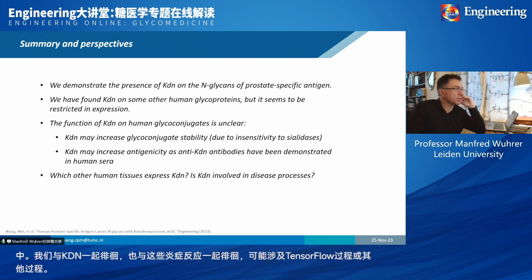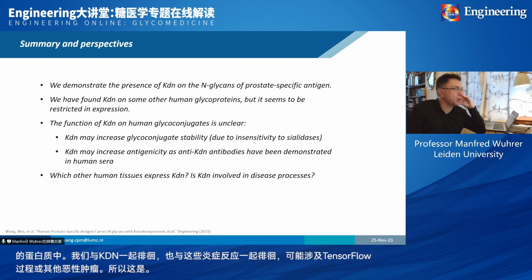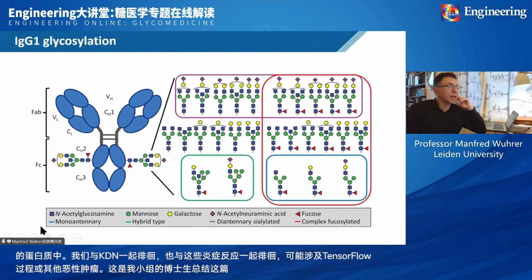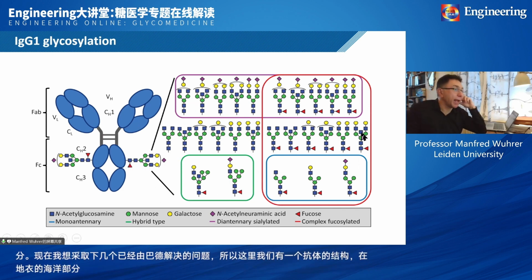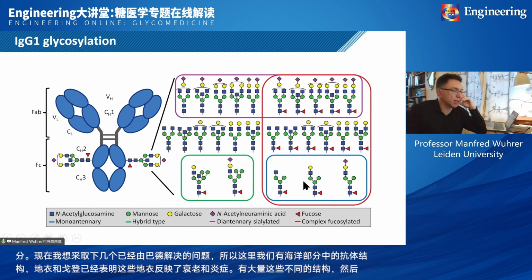So this was the first part, summarizing this engineering paper by Wang Wei, a PhD student in my group. And now I want to take the next couple of minutes to look again at antibody glycosylation, which already was addressed by Gordon. Here we have the structure of an antibody within the Fc portion, the glycans, and Gordon already showed that these glycans reflect aging, reflect inflammation, and there's a wealth of these different structures, and you then can distill certain glycosylation motifs.